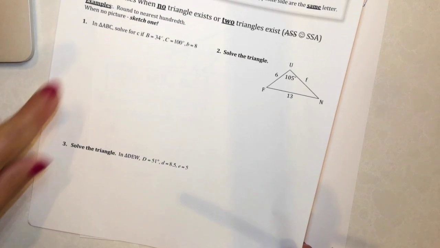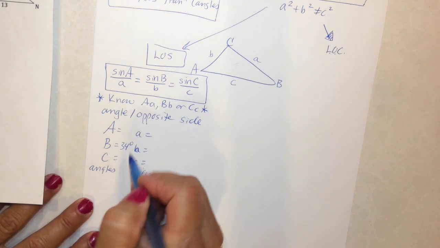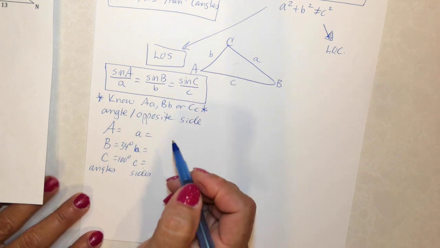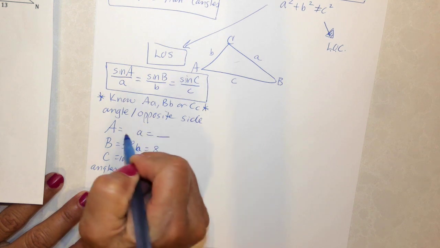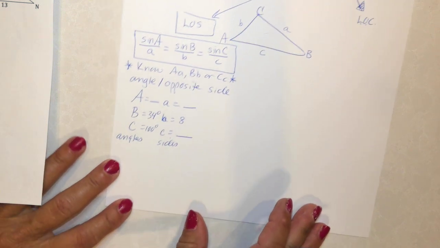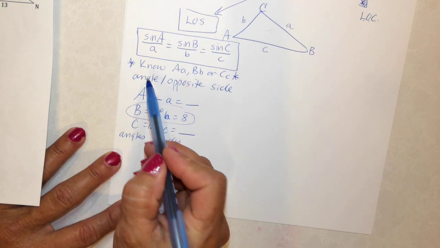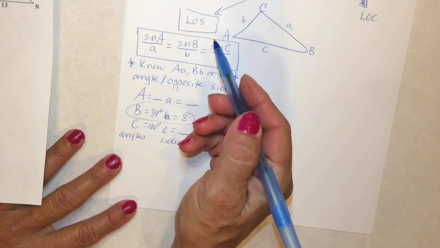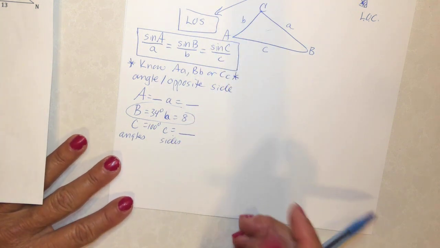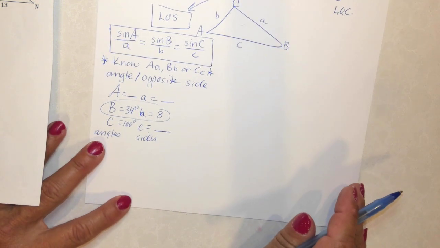And I'm reading off of the notes packet. B is 34 degrees, so that's big B. It says big C is 100 degrees, and then it tells me that little b is 8. Okay, so these are the 3 things that I'm going to find. So what I'm going to look at is this and say, hey, I have big B, little b. I know an angle and its opposite side, so I'm able to use the law of sines, which seems obvious since that's what the notes are about. How do I use it though?